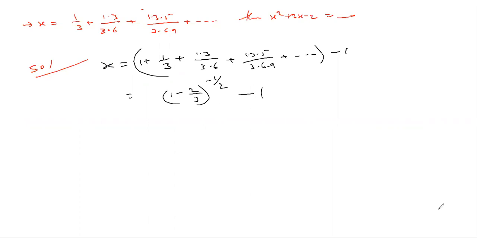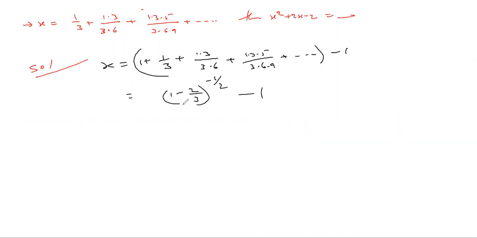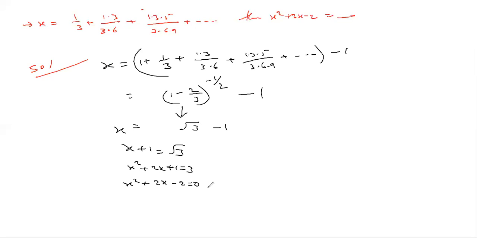Actually, you can observe here. Now we know that this is root 3 minus 1. This is root 3. X value is root 3 minus 1. Then x plus 1 will be root 3. Squaring on both sides, x square plus 2x plus 1 will be 3. So x square plus 2x minus 2 will be 0. Answer is 0.